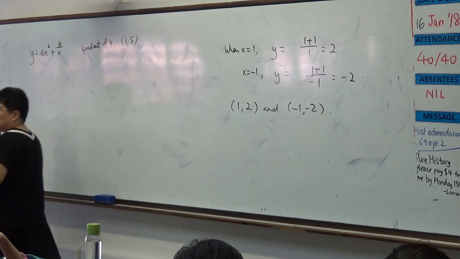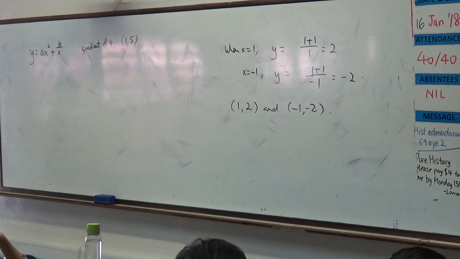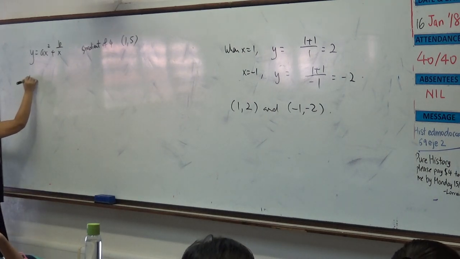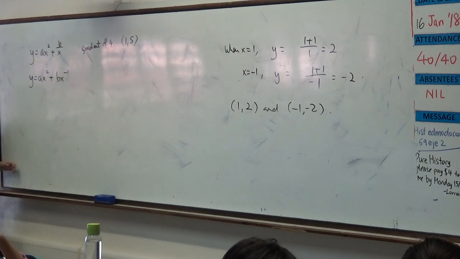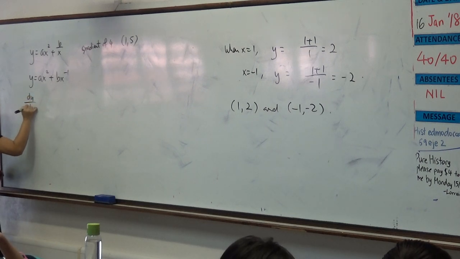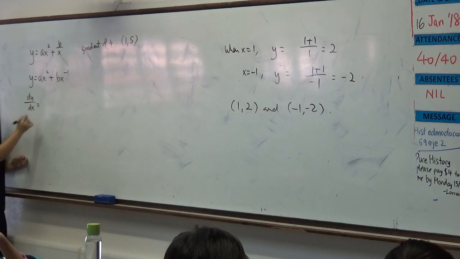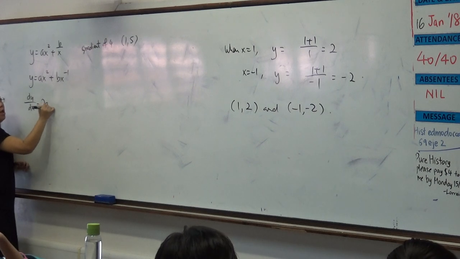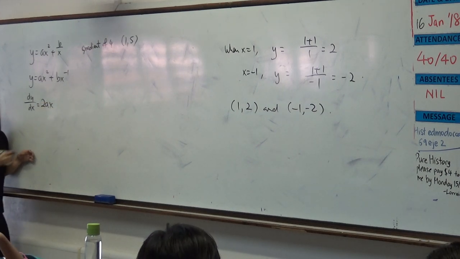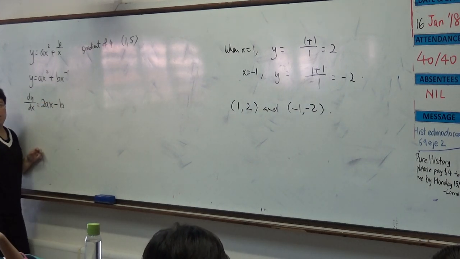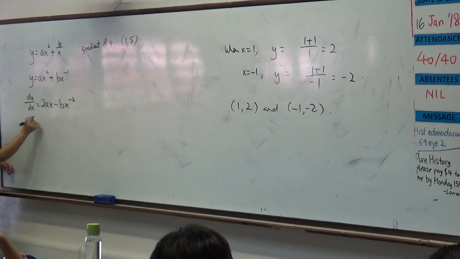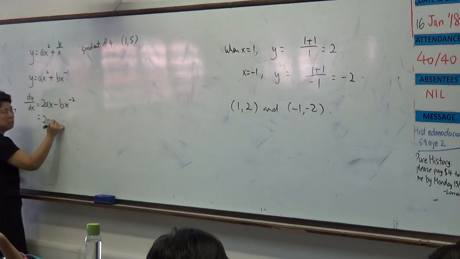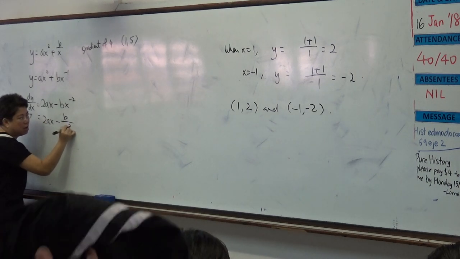Okay. A and B are constants. That means they are numbers. Treat them as numbers. Y will be A x squared plus B x minus 1. Whole class look up. What is dy of dx? 2ax, right? Then minus b, x minus 2, right? That means it's 2ax minus b over x squared.